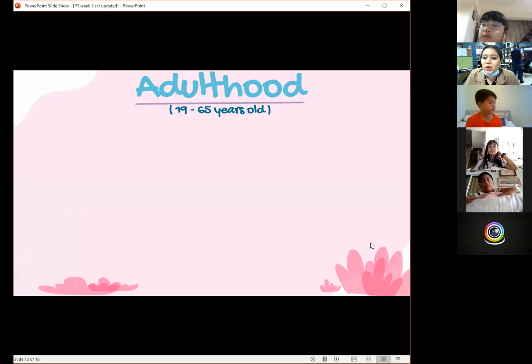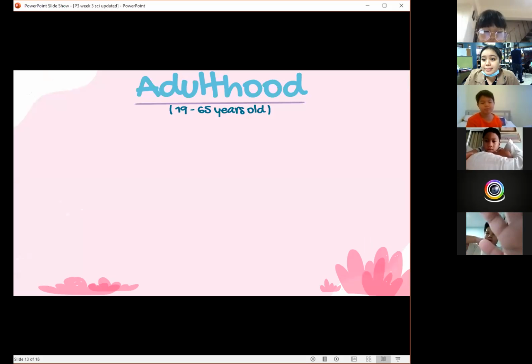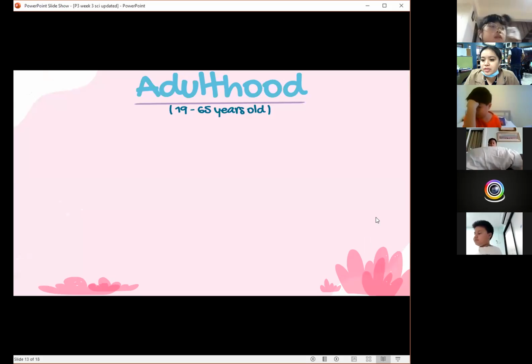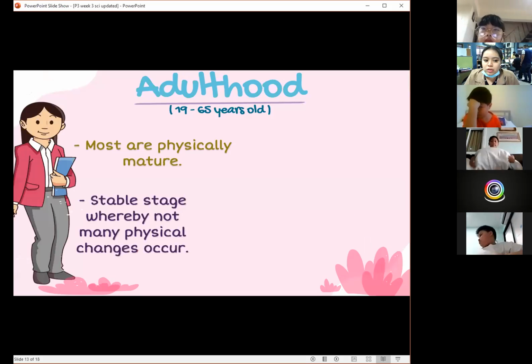Right. Now let's proceed to adulthood. Everybody say adulthood. Adulthood. These are the people ages 19 to 65 years old. Now, during adulthood, most are physically mature. Stable stage whereby not many physical changes occur, meaning to say puberty ends to this stage. Understand? They are physically mature.